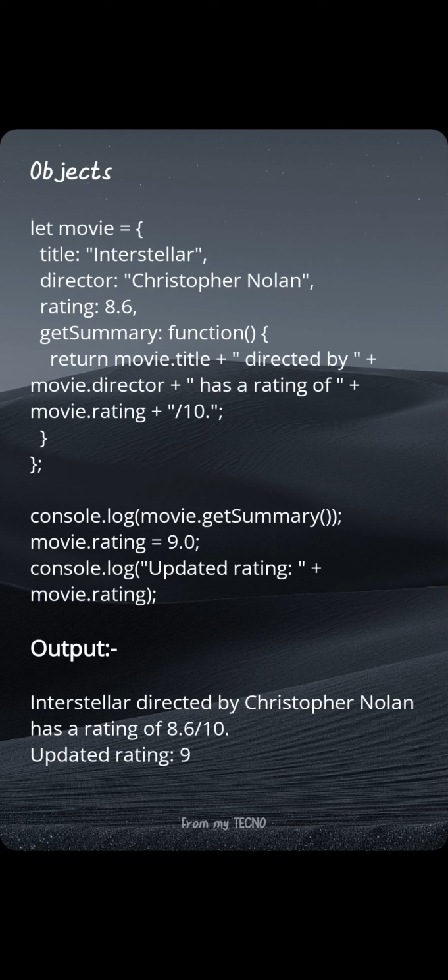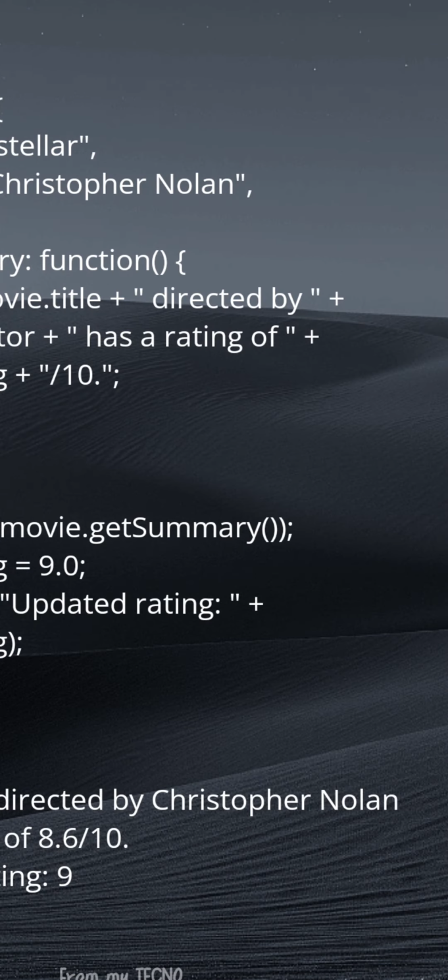You can see the example code here. Here we have let movie equal to an object. The object has a title, director, rating, and a getSummary method that returns a value. The title is Interstellar, the director is Christopher Nolan, and the movie rating is 8.6. And we finally return the value as this.title. We call the movie here and the title Interstellar will be printed in the output as you can see here.